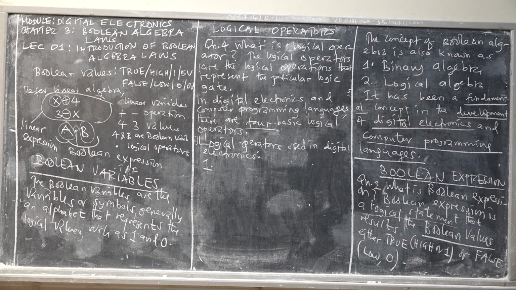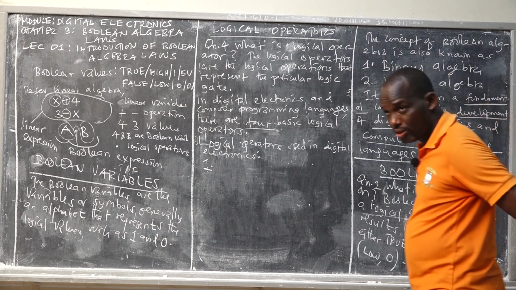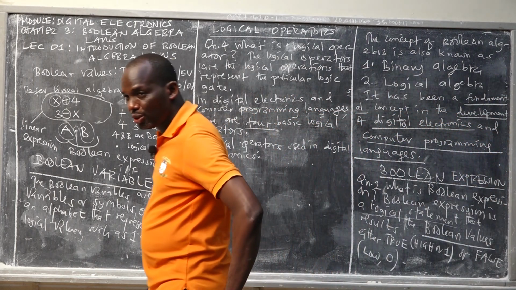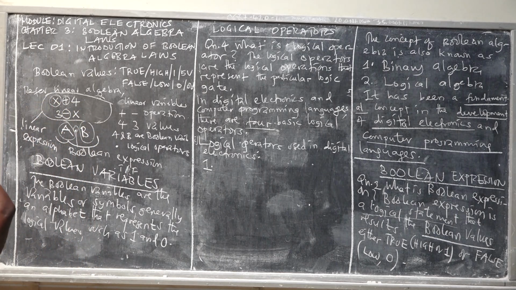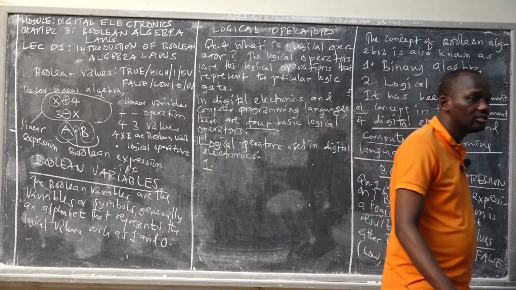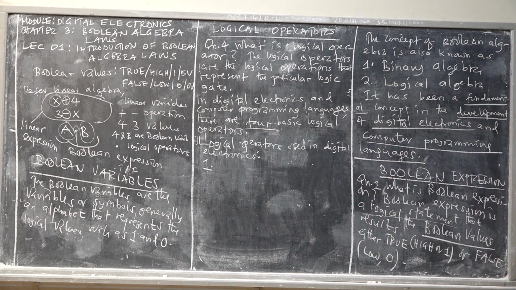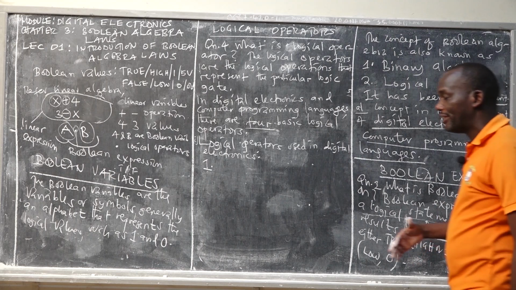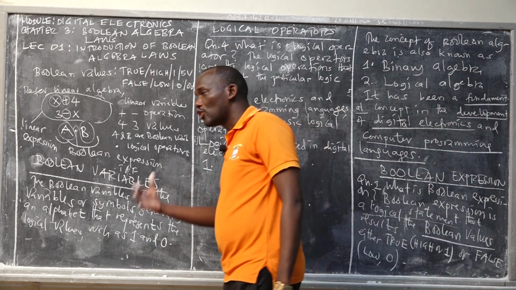How many types of exclusive gates do you have? 2. Exclusive OR gate and exclusive NOR gate. So 3 basic logic gates plus 2 universal logic gates plus 2 exclusive logic gates make how many logic gates? 7.